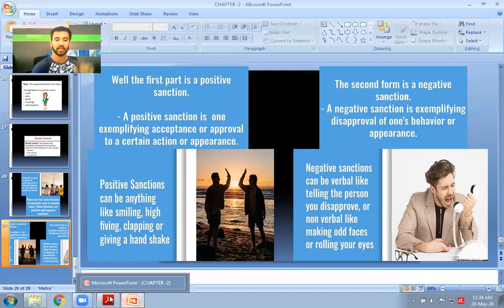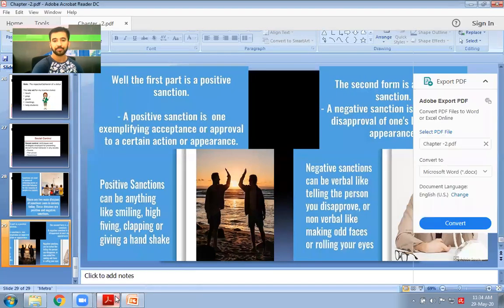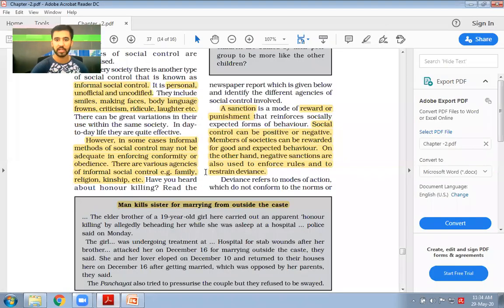Sanctions, remember that, positive and negative. I'm sure you are understanding. Now you'll easily relate to what I'm telling you. A sanction is a mode of reward. Reward means you are approving, you are accepting things, rewarding someone or showing your approval for something that another person is doing. And punishment means when someone doesn't do things properly, then sometimes negative sanctions are there, in the form of punishment. Sometimes when things go beyond limits, then punishment is there. Reward means positive sanction, punishment means negative sanction, that I've already discussed with you, right?